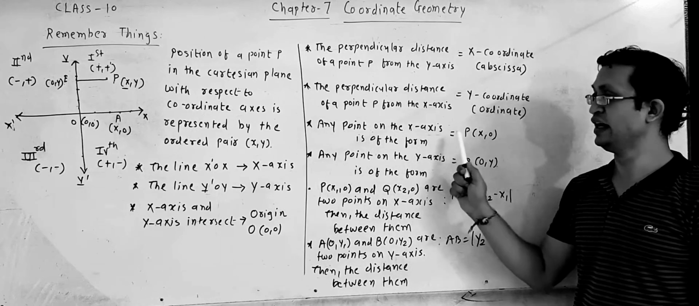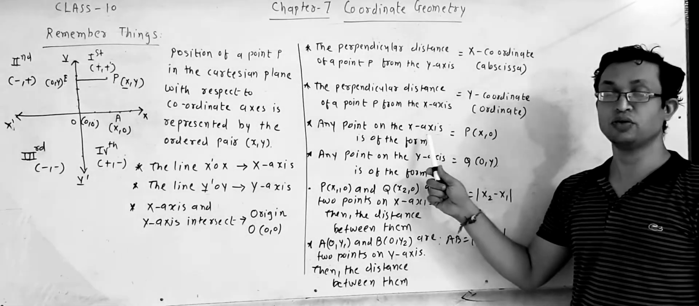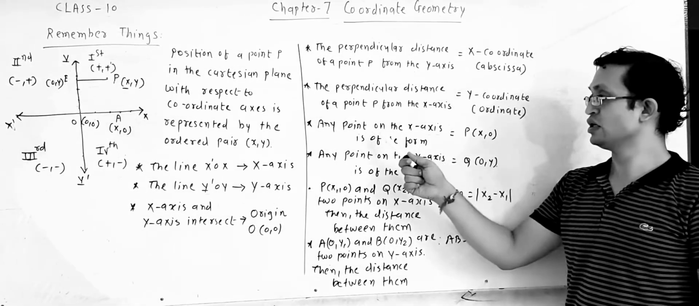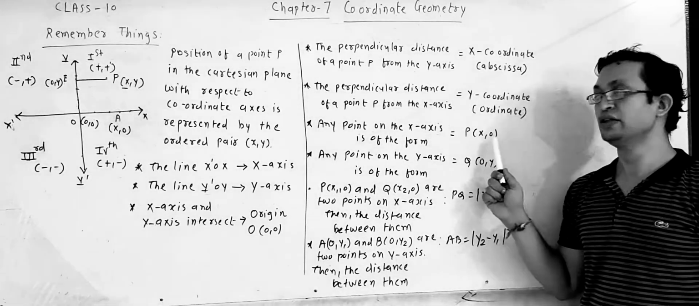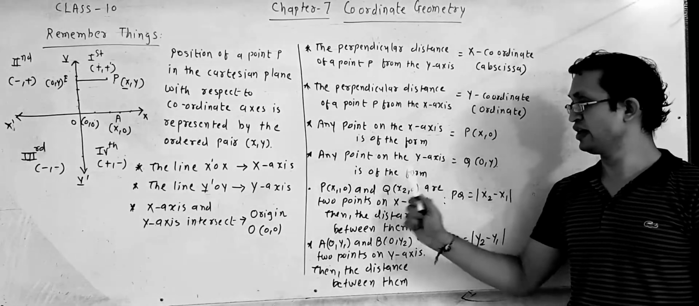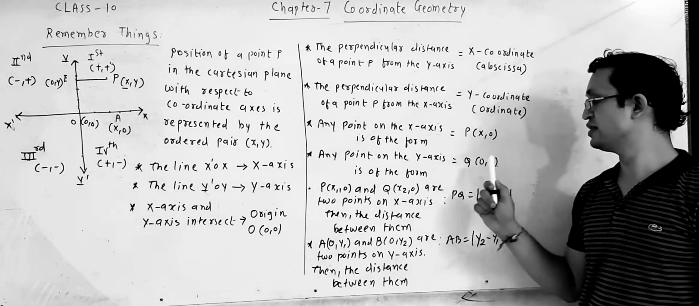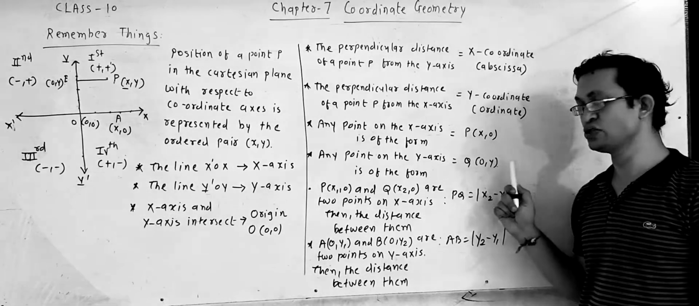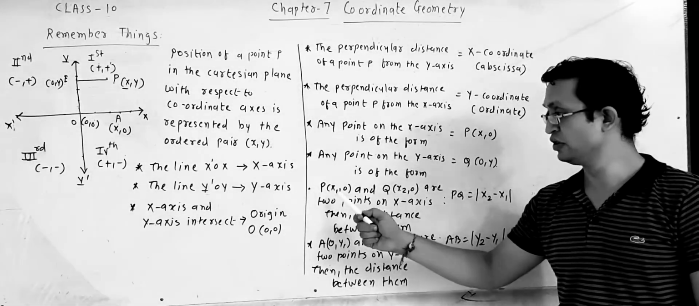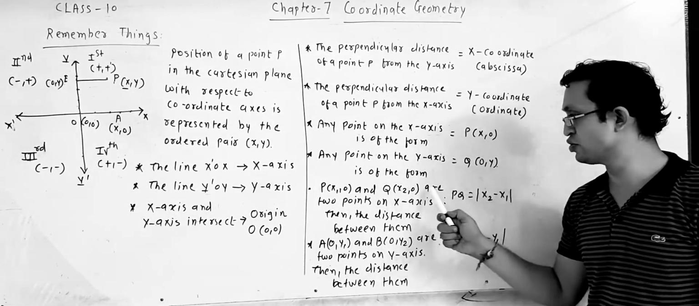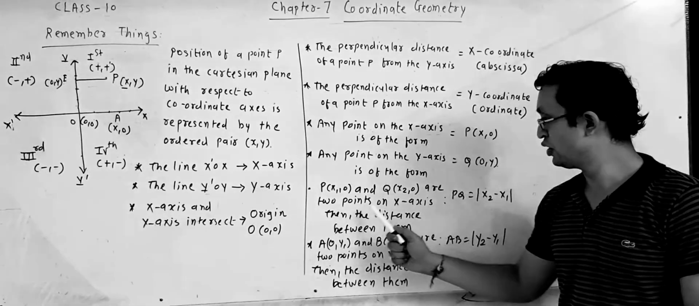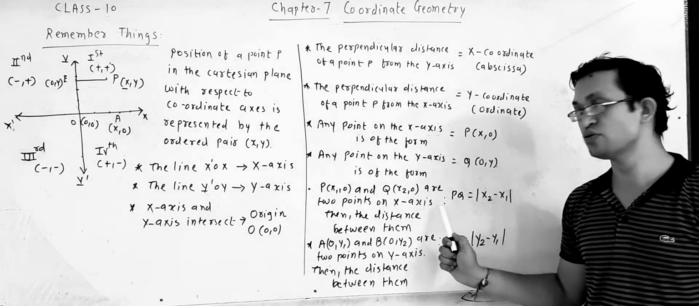Any point on the x-axis is of the form P(x, 0), where the y-coordinate is 0. Suppose the point lies on the x-axis, that point is P(x, 0) with y-coordinate 0. And any point on the y-axis is of the form Q(0, y), where the x-coordinate is 0. Here P(x1, 0) and Q(x2, 0) are two points on the x-axis. Both points lie on the x-axis.